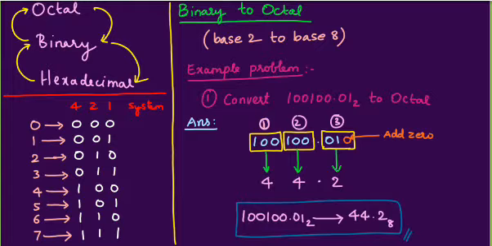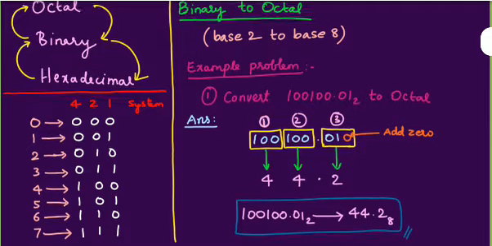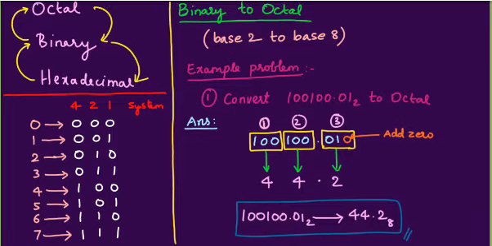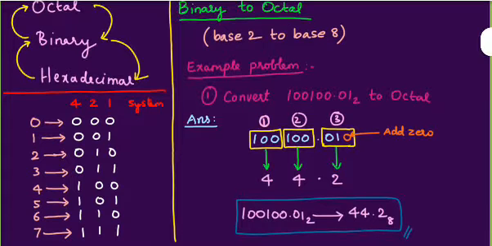So we'll see an example problem. Convert 100.01 to octal. So 100.01 is the binary value given. What we need to do here is first take the integer part. What is the integer part? What is the value given in the integer side? 100, right?